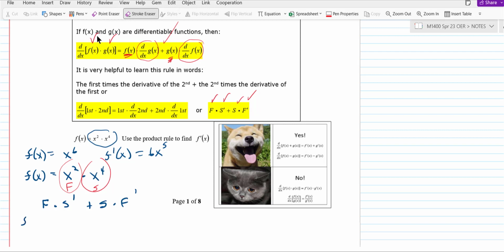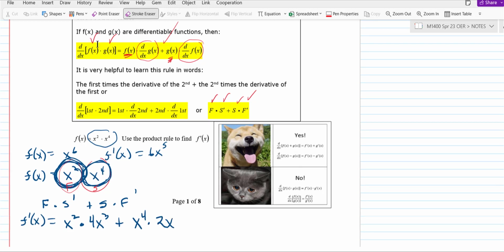So when we do this, here's how you would set this up. You just write down the first. The first is just x squared. You just write it down. You don't do anything with it. Then what you do is you multiply by the derivative of the second. So what's the derivative of x to the fourth? 4x cubed, good. Then we do it backwards. Now we do a plus sign. We write down the second, which is x to the fourth, and then you multiply by the derivative of the first. So what's the derivative of x squared? That's 2x. Okay, so that's what I did.